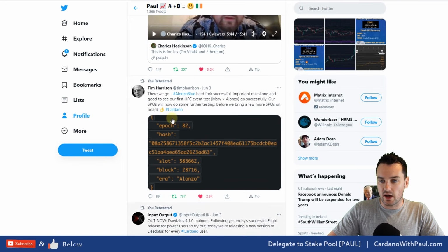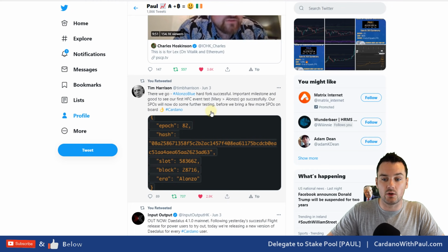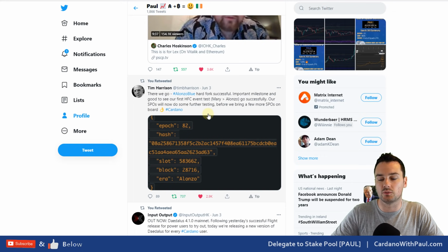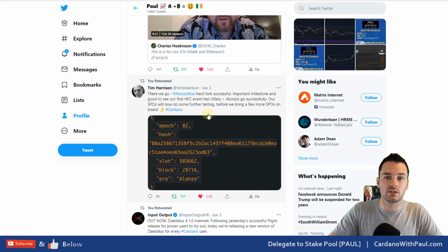Next up, what do we have? Tim Harrison put out this here about the Alonzo Blue hard fork went through. So basically, the hard fork happened on the testnet. The Alonzo era is now in on the testnet. So that means that smart contracts are now rolling out on the testnet and they're starting to bring more and more people in. So every week that goes by now, there will be more and more people getting access to that, being able to test it, figure out if there's any bugs, see what needs to be fixed.